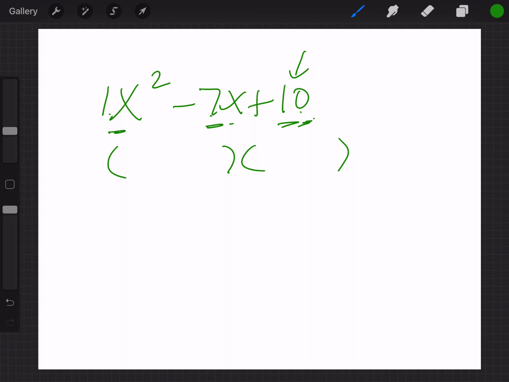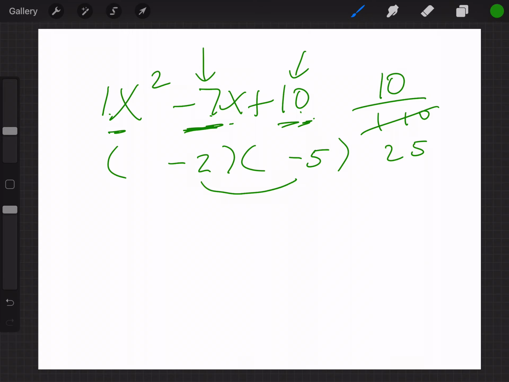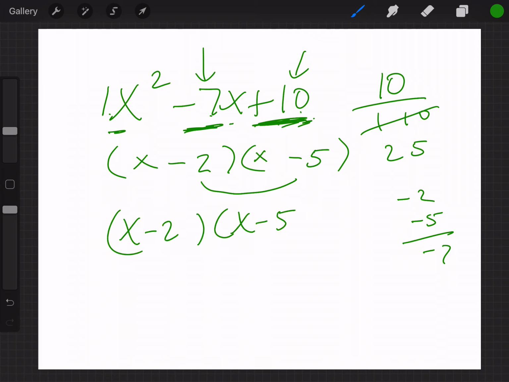What are 2 numbers that multiply to be 10? That would be 1 and 10. Don't forget the obvious, and 2 and 5. Which one of those pairs will ever give me a negative 7? 1 and 10 will never give me that. 2 and 5 will, but to get a negative 7, I need a negative 2 and a negative 5. Those two multiply to give me a positive 10, and they combine to give me a negative 7. You put your x's in the front. Your 2 factors are x minus 2 and x minus 5, and that's it factored.